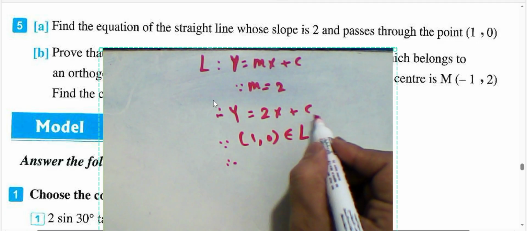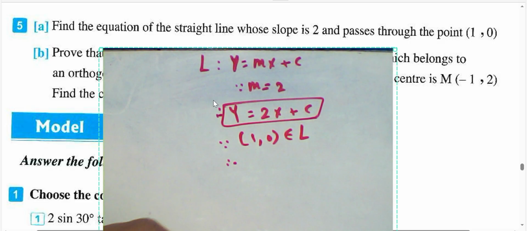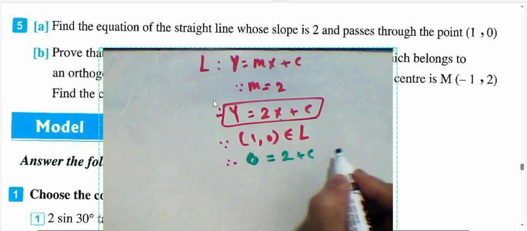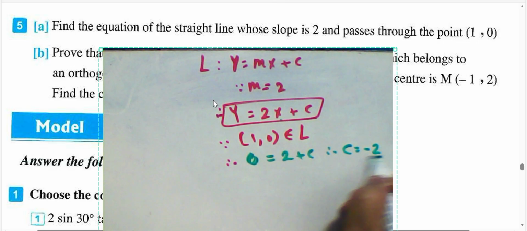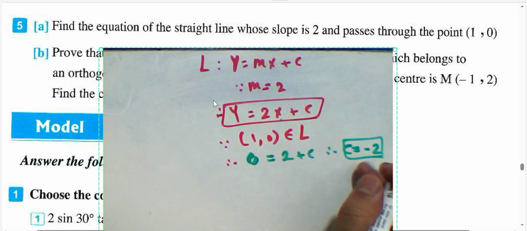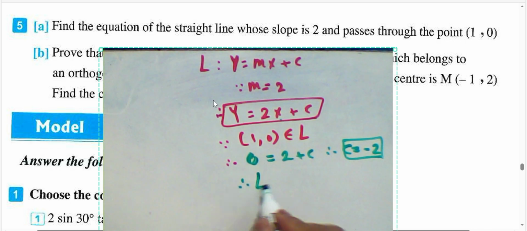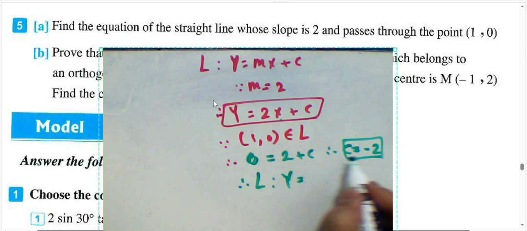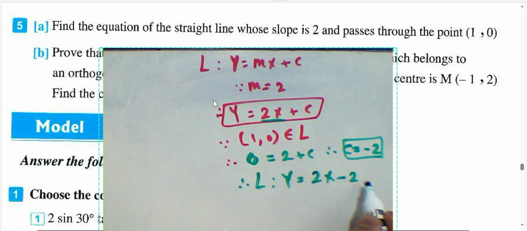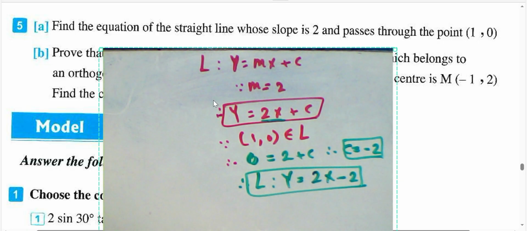Such that the point (1, 0) lies on the straight line, then this point satisfies this equation. Put the value of x equal 1 and y equal 0. Write 0 equals 2 times 1, which is 2, plus c, then the constant will be negative 2. The constant here equals negative 2. Then the equation of the straight line L is y equals 2x minus 2. Okay, it's the equation of the straight line.